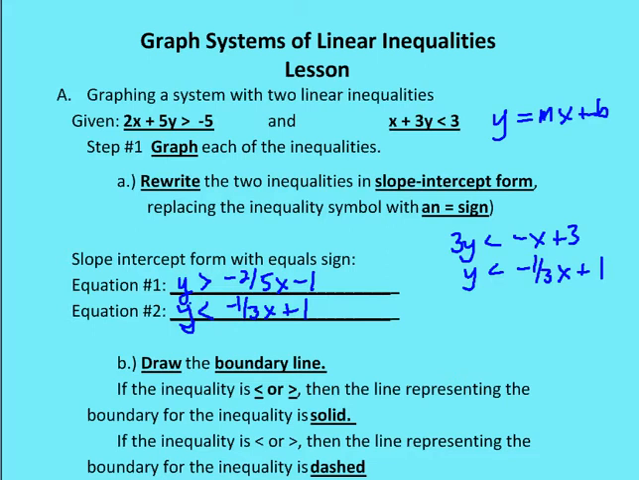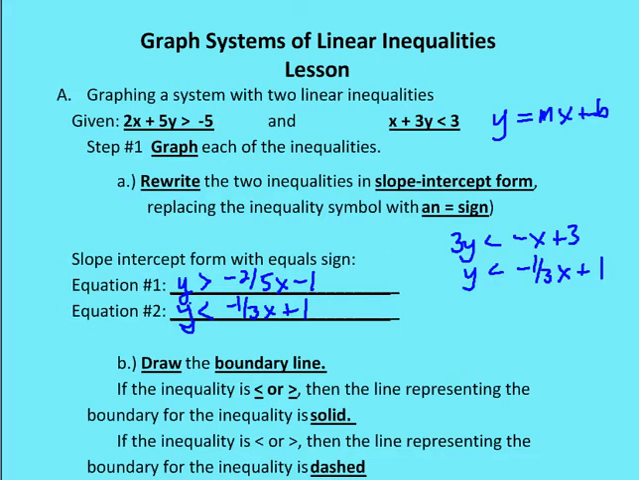So the first thing I want to do is draw the boundary line. And as I mentioned before, if it's less than or equal to, then the line representing the boundary line is going to be solid. If it's less than or greater than, then it's going to be dashed because the line is not part of the solution. So in this case, we want to pretend that the inequality sign now is equals, and we want to draw that boundary line. So we have y is equal to negative 2/5 x minus 1.